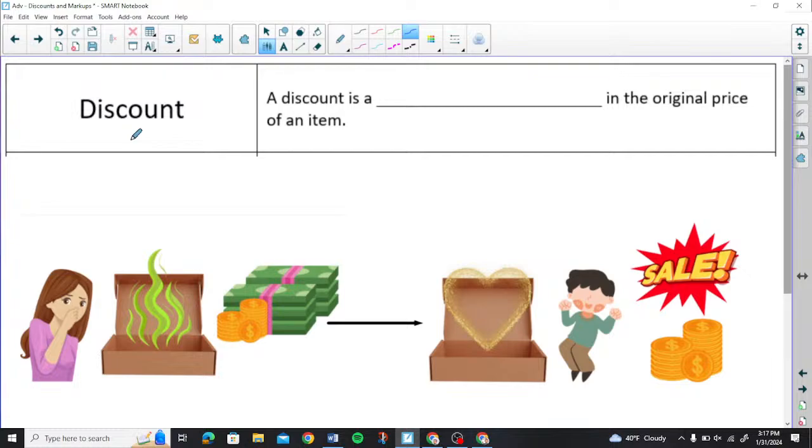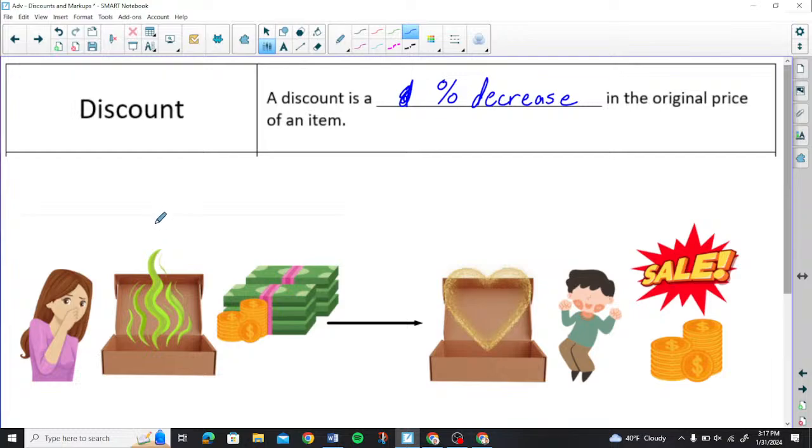We have learned how to find a percent increase and a percent decrease. So now we're going to apply those to our world of economics. A discount is a decrease, or maybe I should say a percent decrease in the original price of an item.